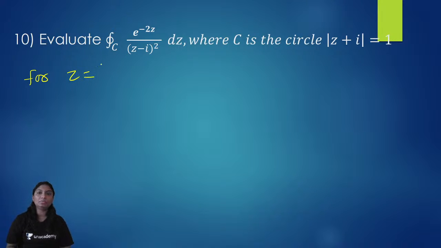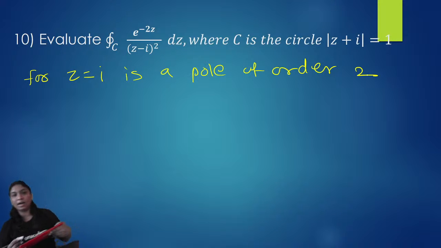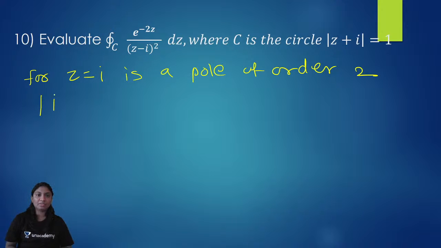For z is equal to i, it is a pole of order 2. But first of all check whether z is equal to i lies inside the curve C or not. Mod of i plus i is equal to mod of 2i, which is equal to 2, greater than 1. Obviously z is equal to i lies outside the curve C.